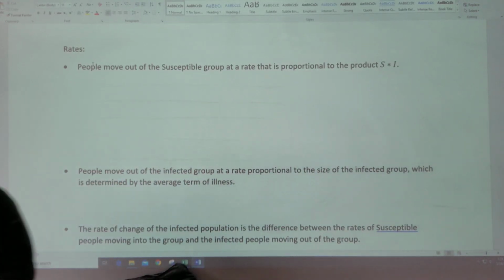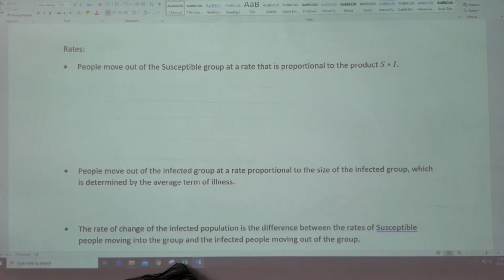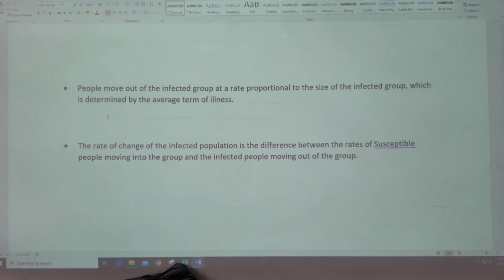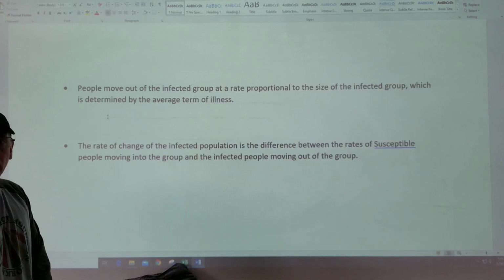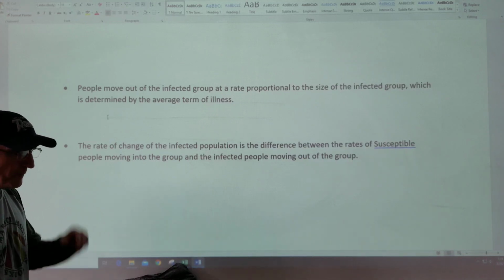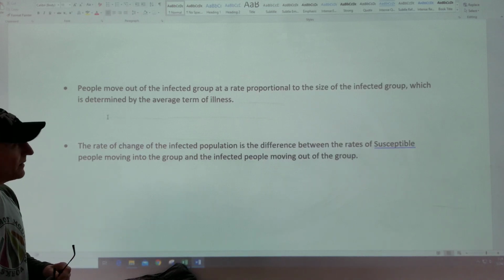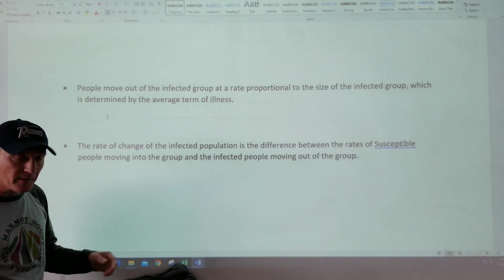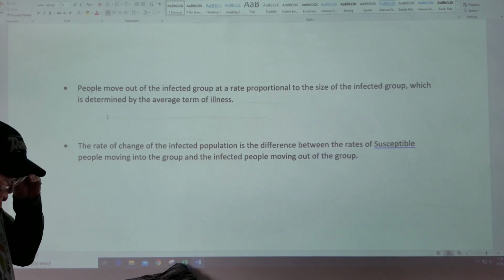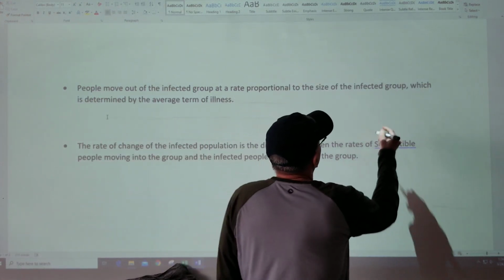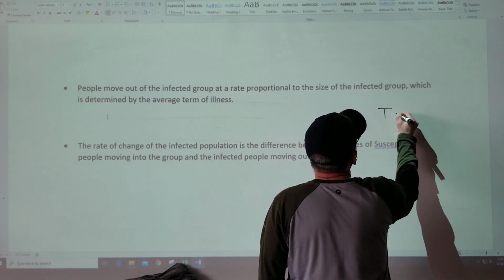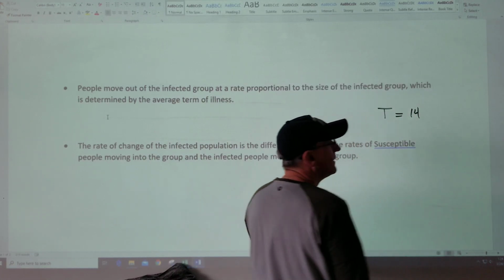Let's take a look at this next assumption. People move out of the infected group at a rate proportional with the size of the infected group, which is determined by the average term of the illness. That's a pretty big assumption, but it turns out as long as you're talking about very large numbers of people, this is probably true. So pretend for a minute that the period, I'll call it, or the term T for this illness is 14 days.